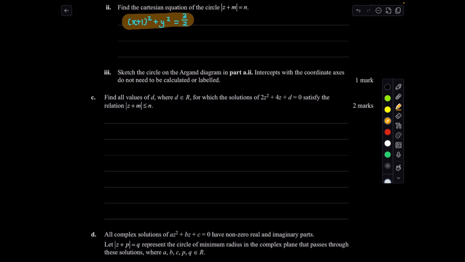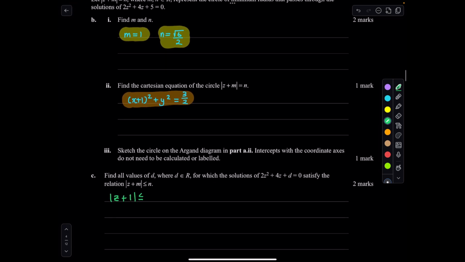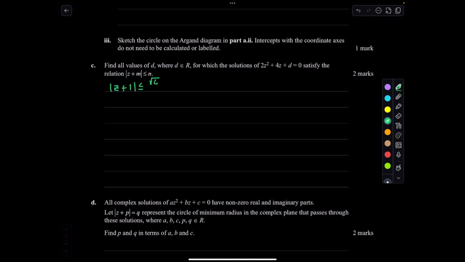Find all values of d, where d is an element of the real numbers, for which the solutions to this satisfy this equation. Okay, so this equation here is the equation that we got, of course. So you know how it was the modulus of z plus m, and what was our m value again? M plus 1 was 1, and less than or equal to n. What is our n value? Our n value is root 6 on 2. So we wanted to satisfy this part over here.